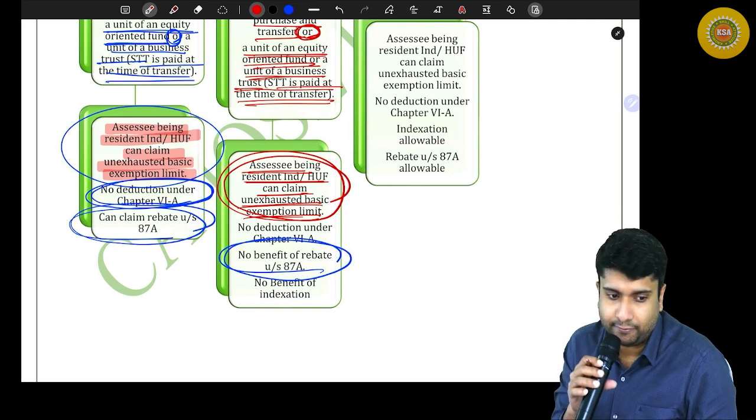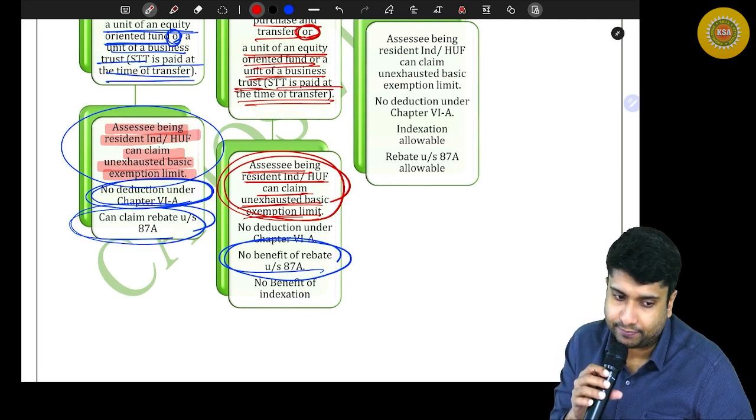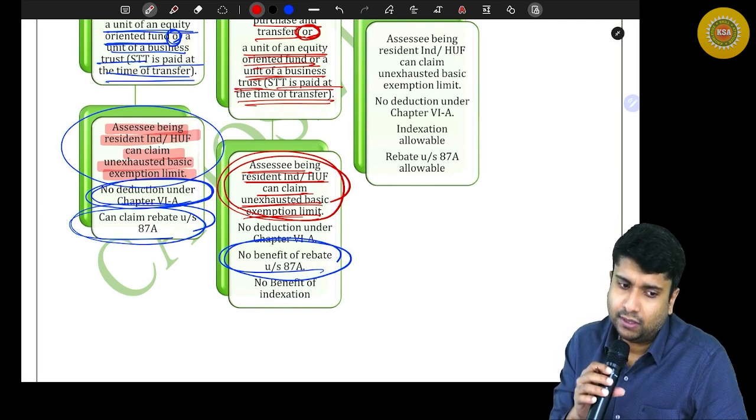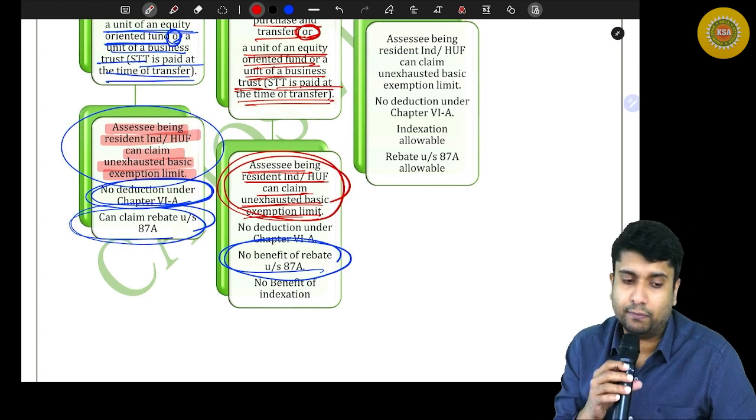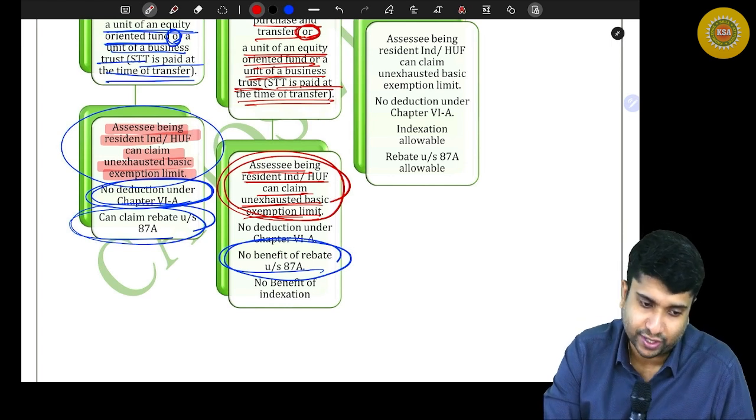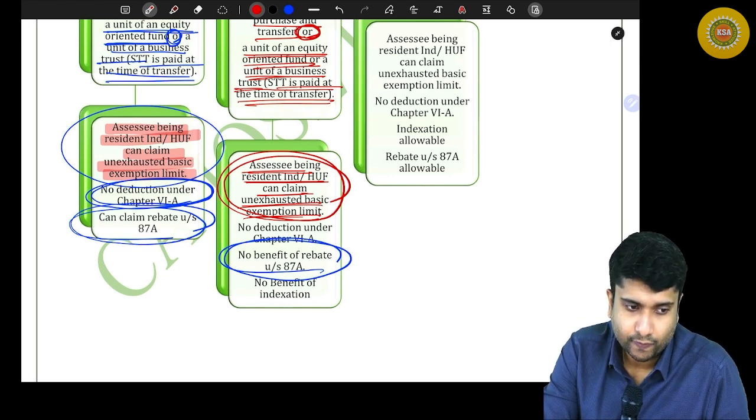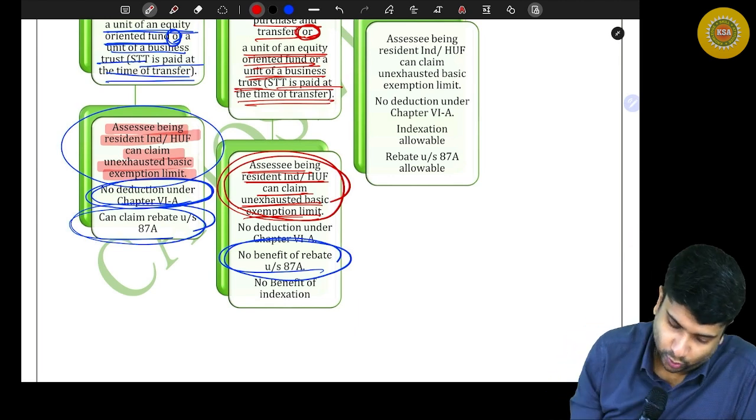Are you with me? Yes. Under the old regime, the basic exemption is 2.5 lakh and under the new regime, the basic exemption is 3 lakh. It depends upon which regime you have taken. Okay. So moving on with the next one.